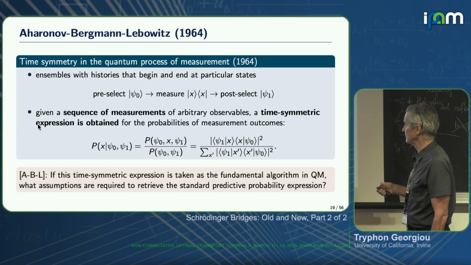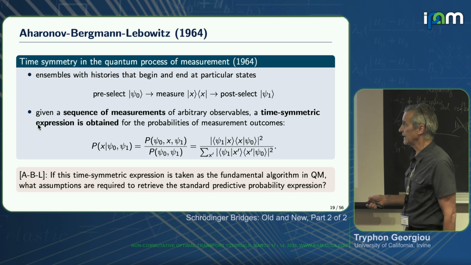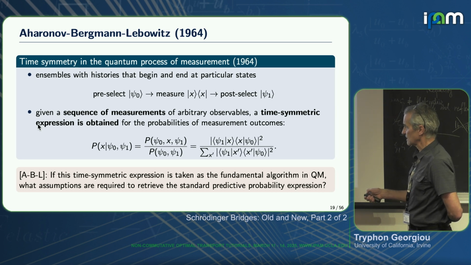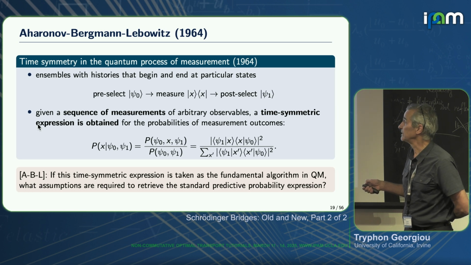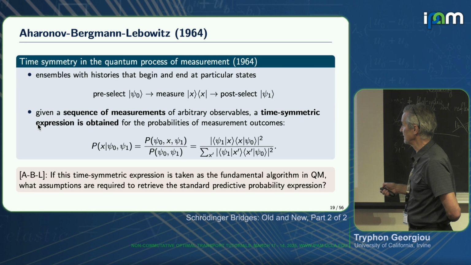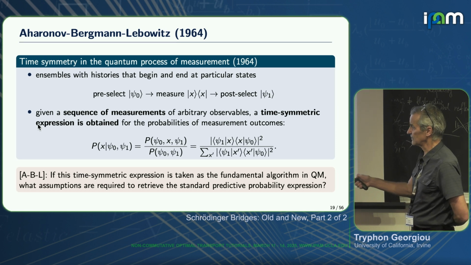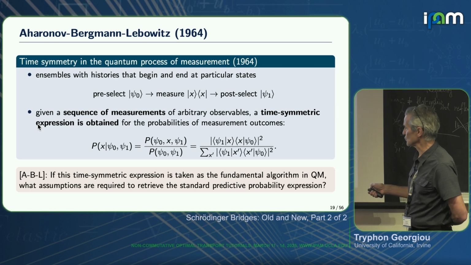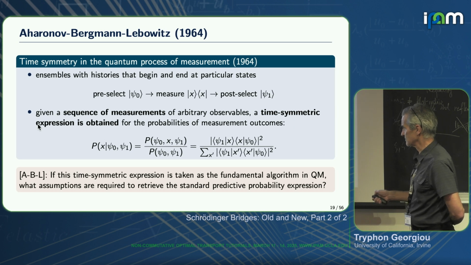So given a sequence of measurements of arbitrary observables, a time-symmetric expression is obtained for the probabilities of measurement outcomes. You can write, and this is more or less classical, that the probability of measuring x given psi 0 and psi 1, this is classical probabilities because right now after you have pre and post selection you have an ordinary probability space. And this is simply the probability of going from psi 0 to x and x to psi 1. You may or may not have evolutions in between. If you don't, and this is exactly the setting of Aharonov-Bergman, so you have unitary evolutions or no evolutions at all, then you have this expression.